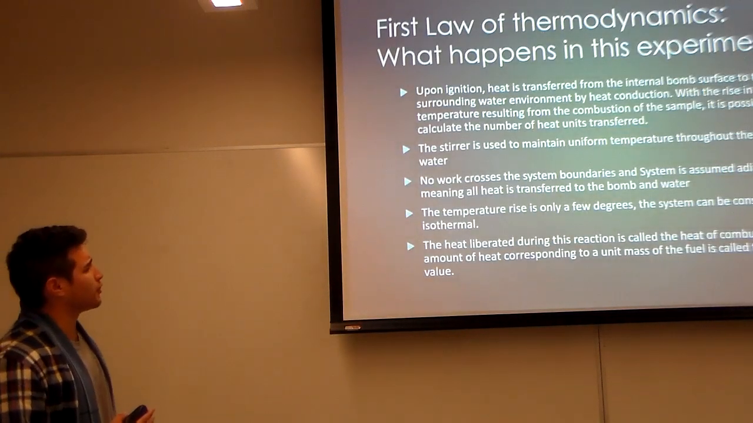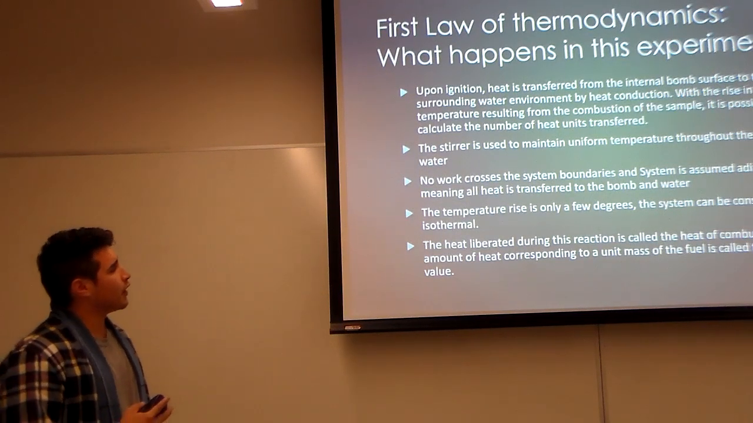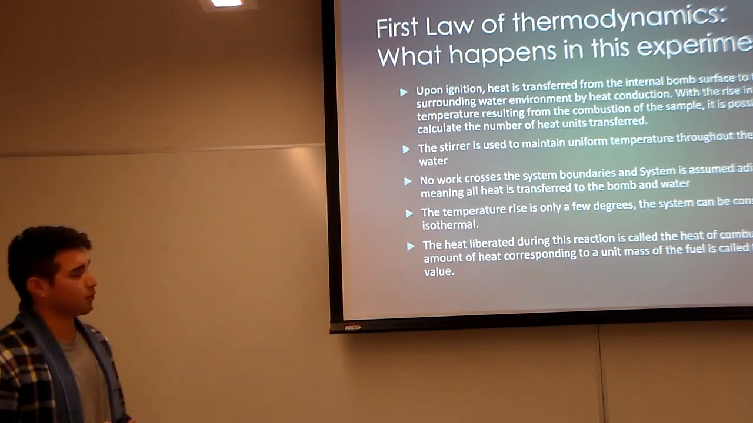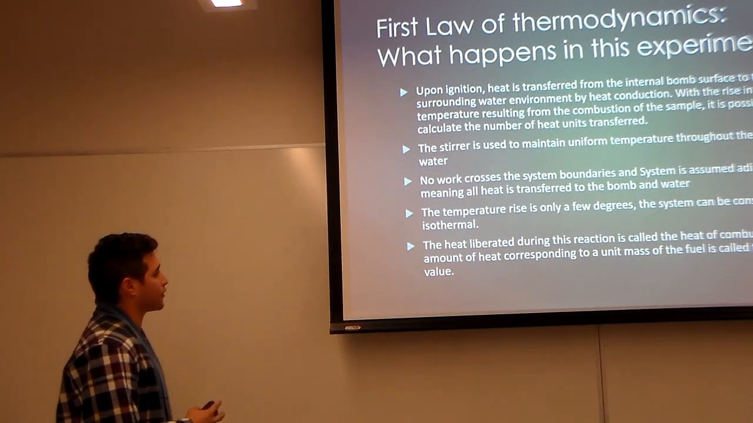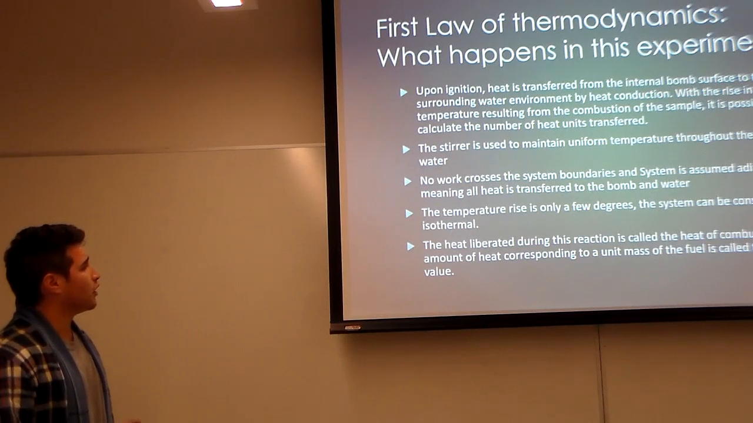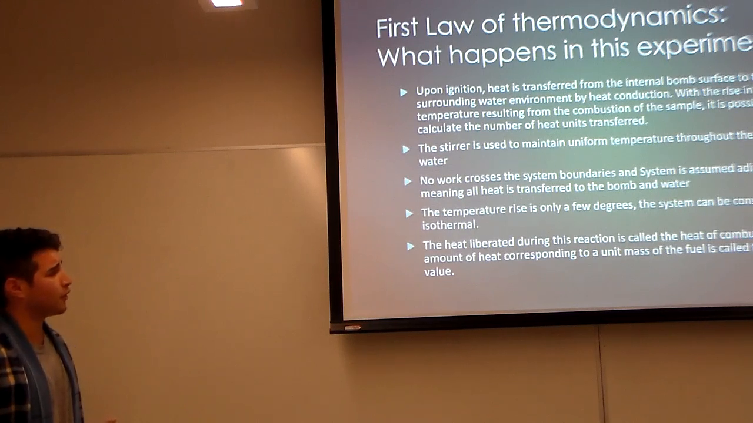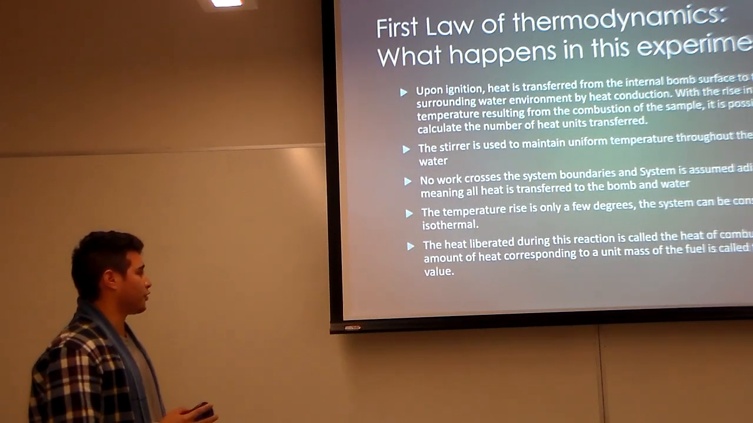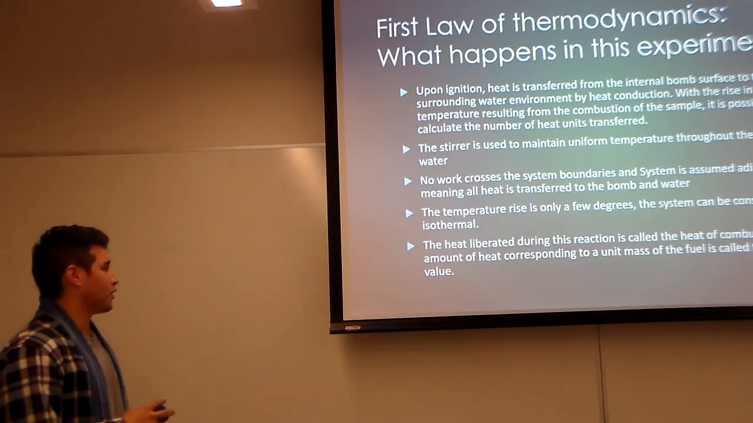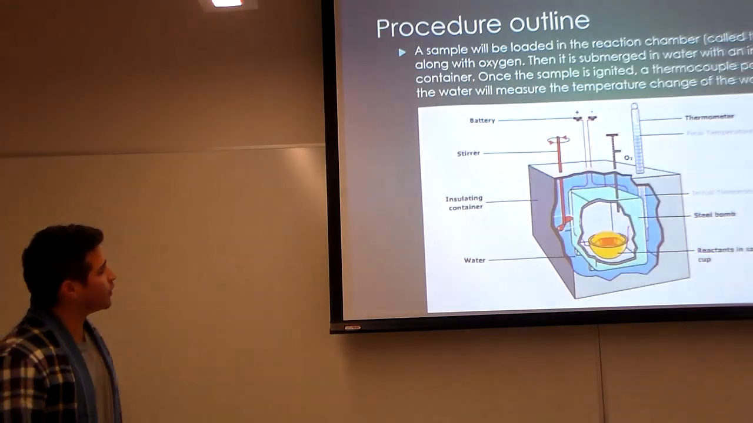So what happens in this experiment? Upon ignition, heat is transferred from the internal bomb surface to the surrounding water environment by heat conduction. With the rising water temperature resulting from the combustion of the sample, it is possible to calculate the number of heat units transferred. The stirrer is used to maintain a uniform temperature throughout the surrounding water. No work crosses the system boundaries, and the system is assumed adiabatic. The temperature rises only a few degrees, so the system can be considered isothermal. The heat released during this reaction is called the heat of combustion, and the amount of heat corresponding to a unit mass of the fuel is called the heating value.